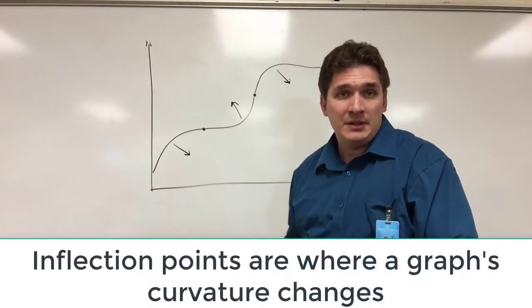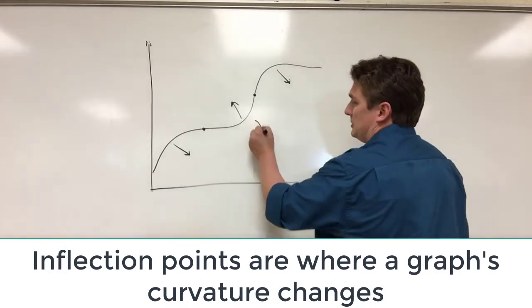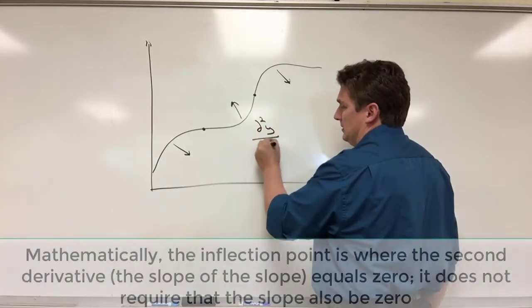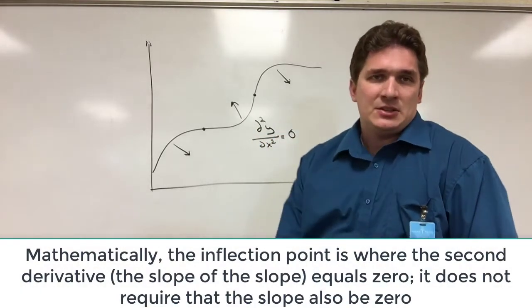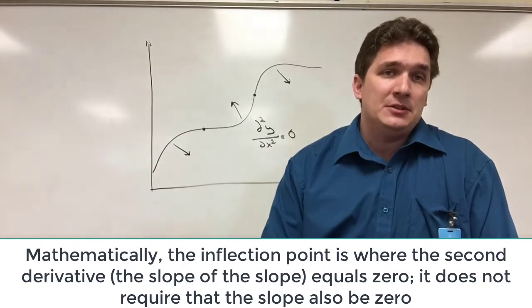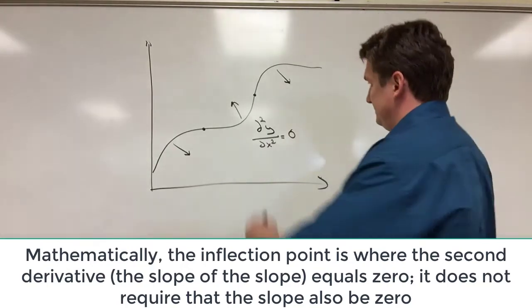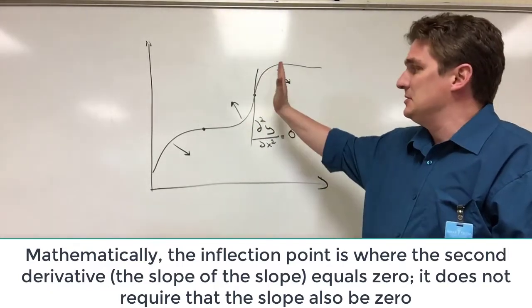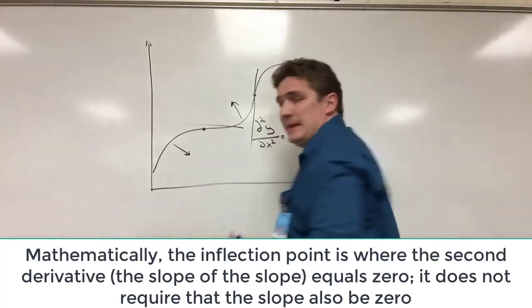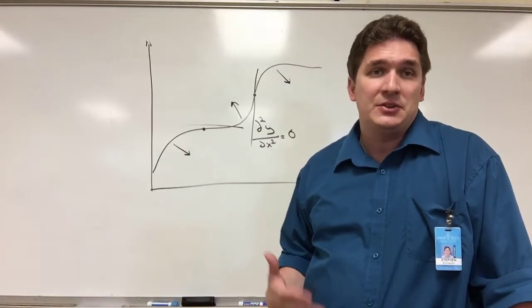So mathematically, what is an inflection point? An inflection point is where the second derivative of y with respect to x equals 0. So in other words, if I take the slope of the slope, I will get 0. Now, it doesn't say the slope is 0, it just says the slope of the slope is 0. So you can see in this one, my slope isn't actually 0. I actually have a non-zero slope. Here it looks close to 0. That's not a requirement for the inflection points. The only requirement for inflection points is that we see a change in curvature and the second derivative is equal to 0.